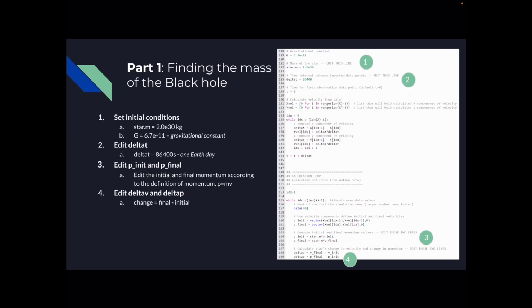So part 1 of this lab is finding the mass of the black hole. We set our initial conditions, which is the mass of the star, and then make sure we have the gravitational constant in there. We edit our delta t to be equal to 1 Earth day. Then we edit our momentum initial and momentum final, according to the definition of momentum, which is p equals mv. And finally, we edit delta v and delta p, just going off that change is equal to final minus initial.